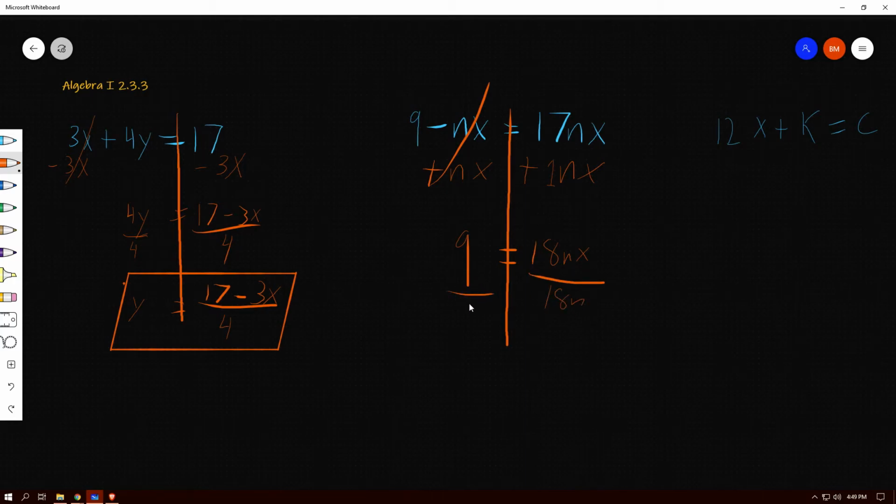That cancels over here, and what I have is x equals, well, 9 divided by 18 is going to be 1/2. So 1 divided by 2n is my answer here. Again, it's not exactly a true, like, hey, x equals 7, but it's an acceptable answer for this section. This is what you're going to see more often than not.